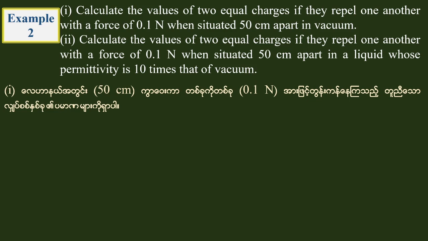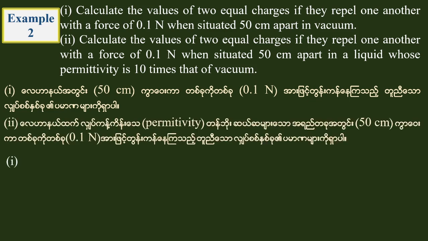The distance of 50 cm should be converted to the SI unit, meter. So r is equal to 50 cm, that is equal to 0.5 meter.